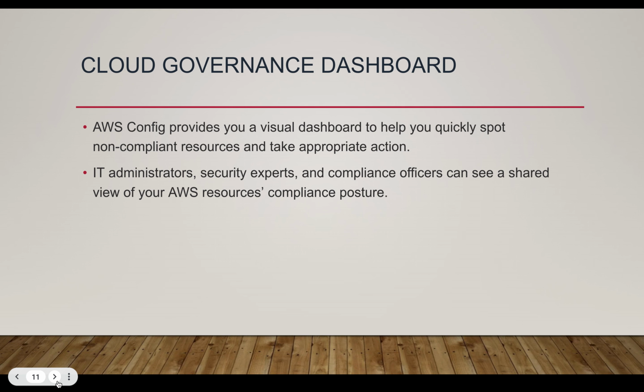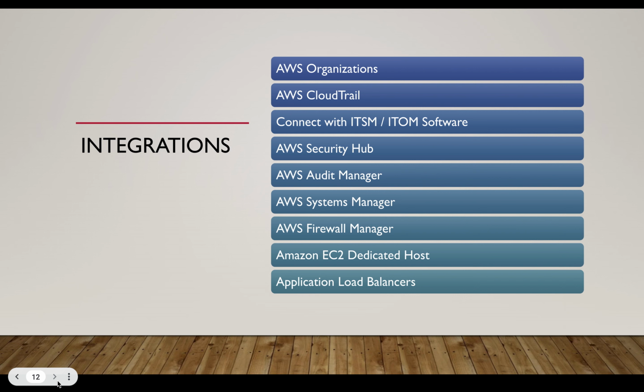Cloud governance dashboards are also available. AWS Config provides you a visual dashboard to quickly spot non-compliant resources and take action appropriately. IT administrators, security experts, and compliance officers can see shared resources. And with AWS Config, you will be able to integrate many services in AWS: Organizations, CloudTrail, ITSM and ITOM software, Security Hub, Audit Manager, Systems Manager, Firewall Manager, EC2 dedicated hosts, and load balancers.